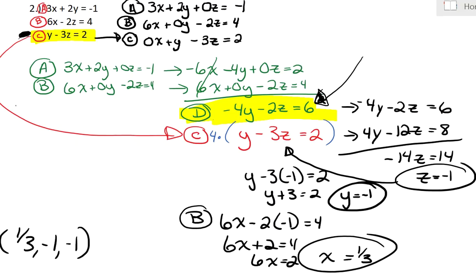I'm going to use C. So I bring C down to the bottom, and I take the y minus 3z equals 2, and I cancel out the y's then. Those y's cancel out. We're left with z, and I figure out that z is -1. I backtrack, and I figure out what y is, which is -1 down here. And then once I find that, I can put it into B, which will help me find x, which is 1/3.